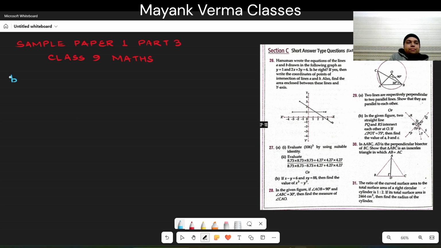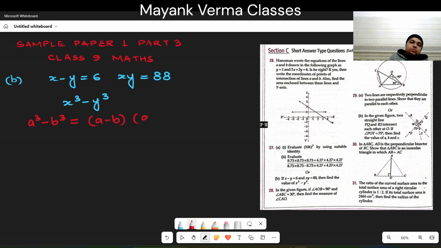B part. It says x minus y is equal to 6 and xy is given as 88. I need to find the value of x cube minus y cube. So if we see the identity, we know that a cube minus b cube is equal to a minus b times a square plus ab plus b square. So what can we do? We don't know a square or b square. In case of this question, x square and y square, we don't know.